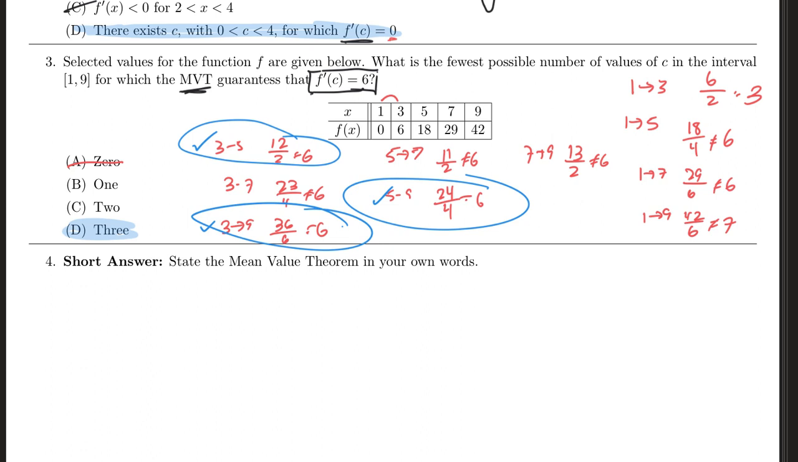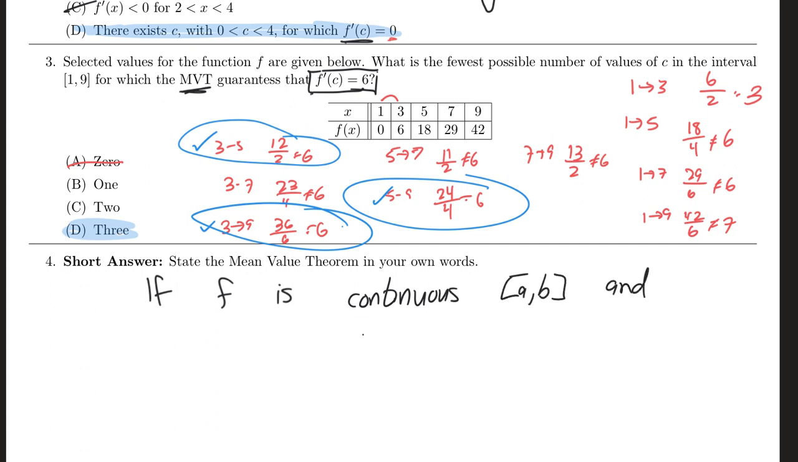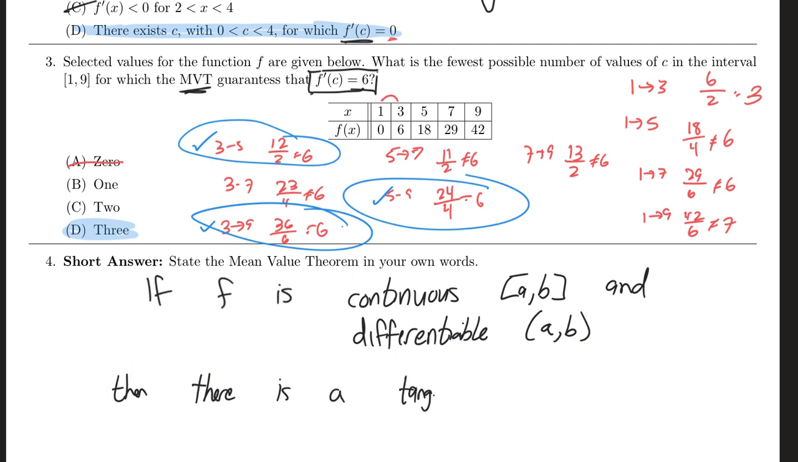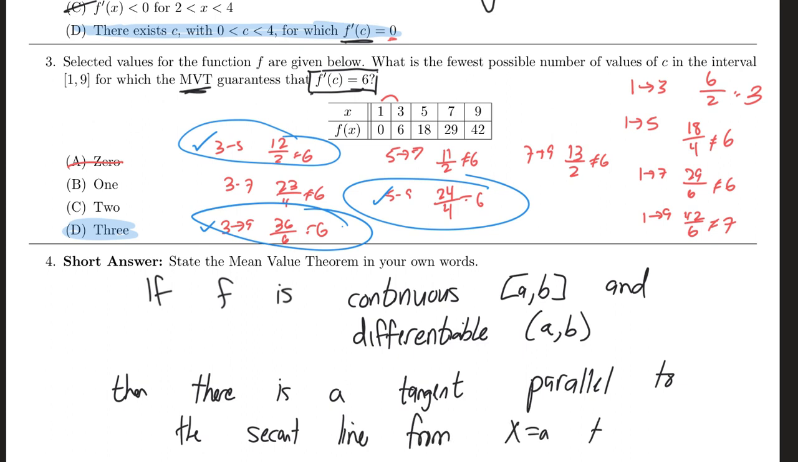And the last one, the mean value theorem in your own words. All right, it should be something like this. Again, it's in your own words, so it might not be exactly right, but if f is continuous, the specifics are it's continuous on the closed interval and it's differentiable on the open interval, then there is a tangent parallel to the secant line from x equals a to x equals b. All right, something like that.